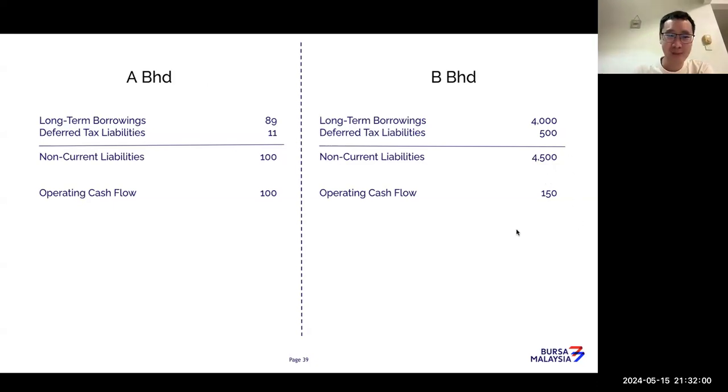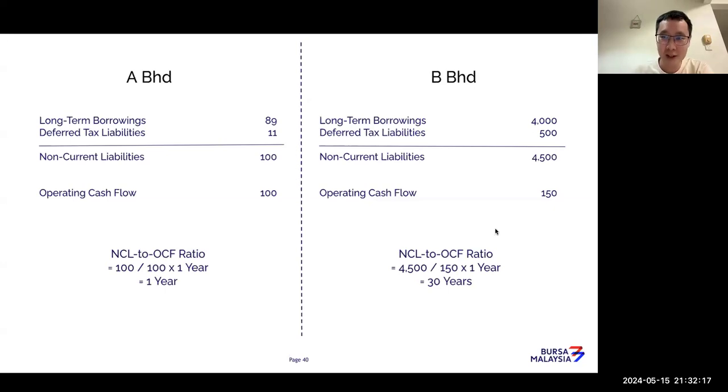Ahmad Hamzah Sohaimi, yes, 30 years. It's like, wow, when will it actually pay off, settle all the debt? 30 years leh. Wow, this is super long. So for this ratio, the lower the number of years, the better.